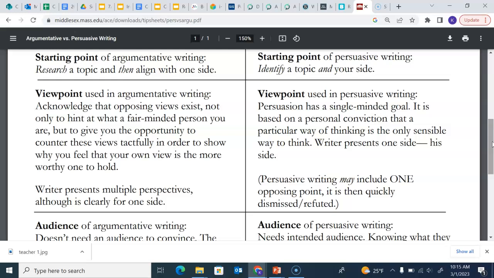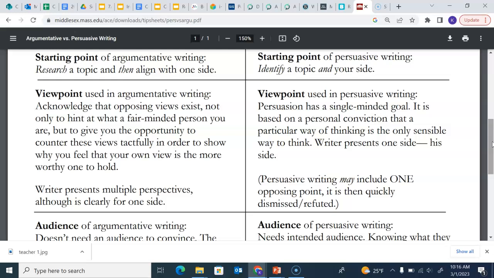So you don't go into argument writing already believing your opinion. You go in and you read information from both sides of the argument. And as you're reading, you evaluate which side you believe to be stronger and which side you agree with. Then you align or agree with one particular side. Whereas in persuasive writing, you choose a topic that you're passionate about. You choose an argument or a controversy that you have very strong feelings about to start with.